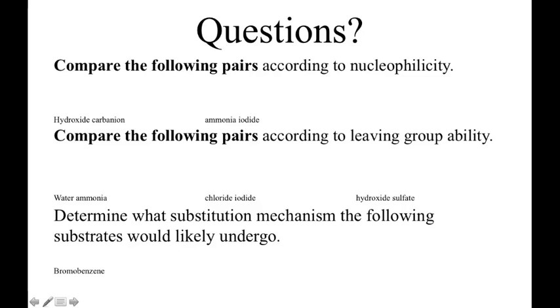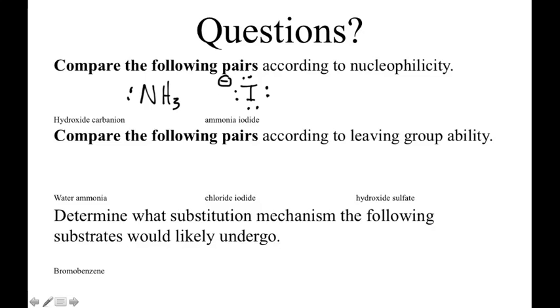If we look at ammonia, NH3, versus iodide. Okay, according to our rules, what do we start off with? Donatable electrons. Both of these have donatable electrons. We see lone pairs on both. What's our next rule? Negative charge. Which of these has a negative charge? Iodide. Which one's the stronger nucleophile?